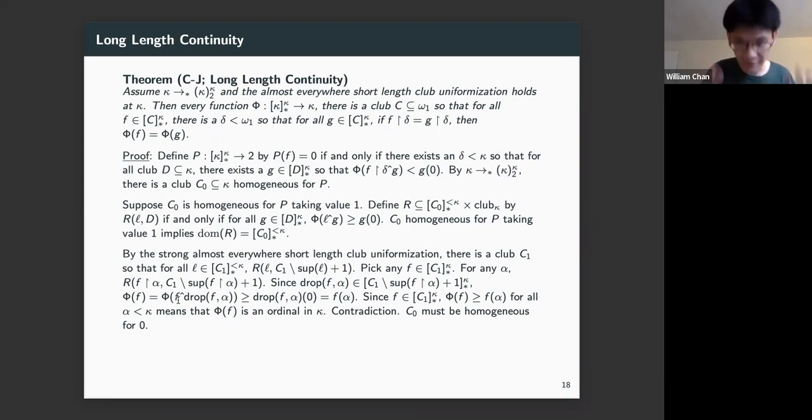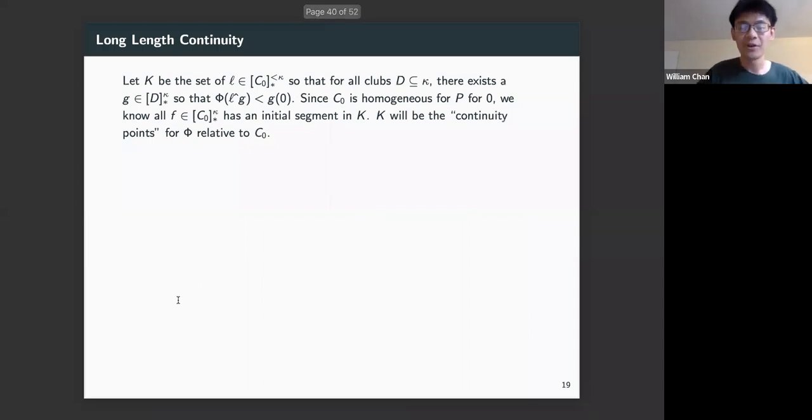Okay, so as I mentioned, this is the trickiest part of the argument, and now it's fairly easy to see how to get continuity. C0 is homogeneous for the 0 side. So let K be the collection of bounded sequences L, so that for every single club D, there happens to be a G passing through D, so that phi of L followed by G is less than G of 0.